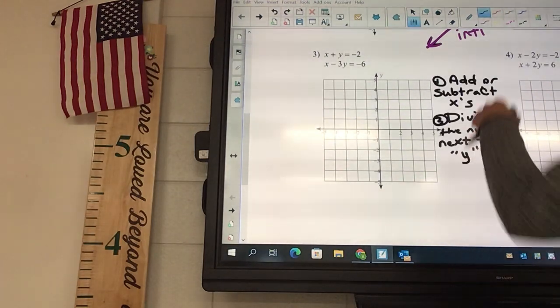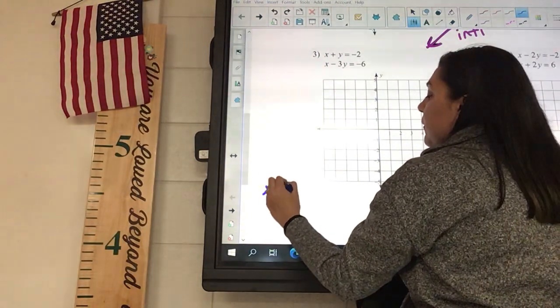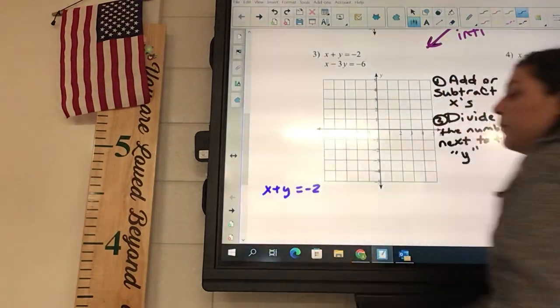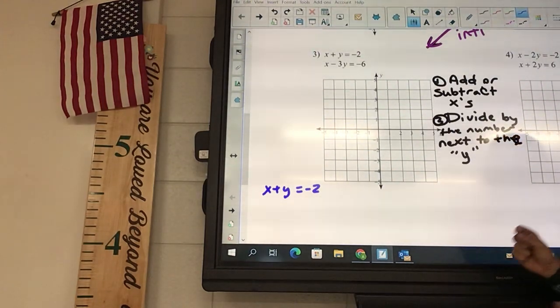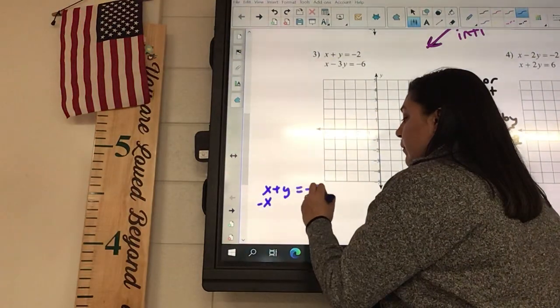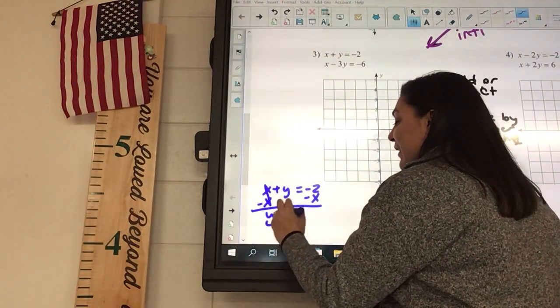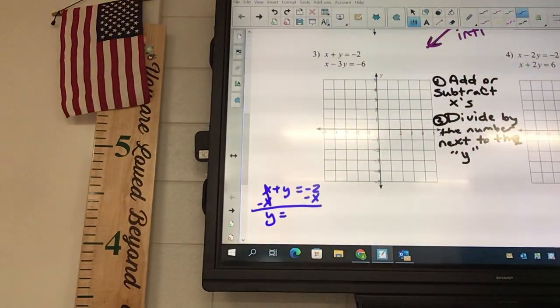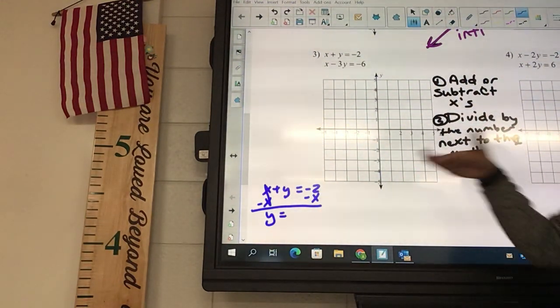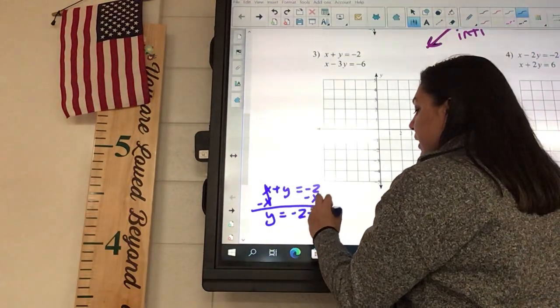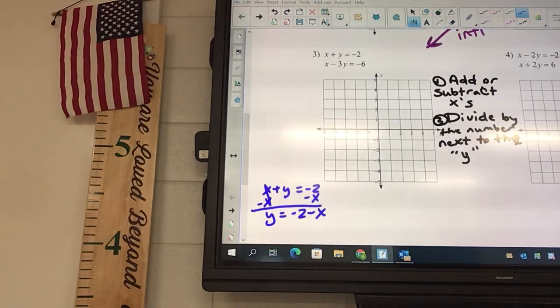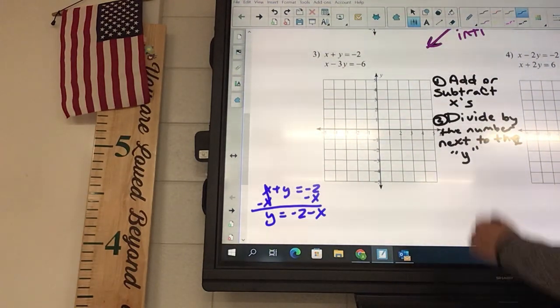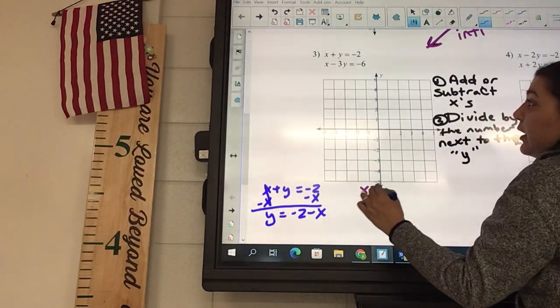Okay, so we're going to write down our first equation, and it is x plus y equals negative 2. Okay, so following our directions, add or subtract the x's. So do we add or subtract them? We subtract. Okay, what about this part? How do you write that part down? Negative 2 and negative x side by side. Yeah, we're going to write them side by side. So we got negative 2 minus x. Okay, is there a number next to the y? No, so we don't need to divide. Okay, so that one's ready to go.